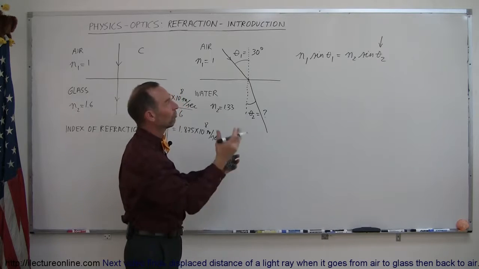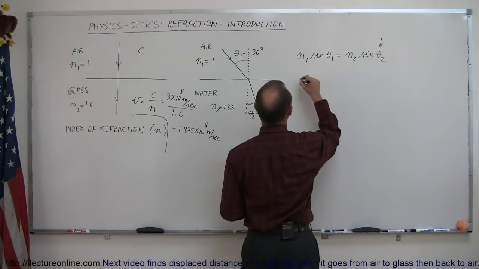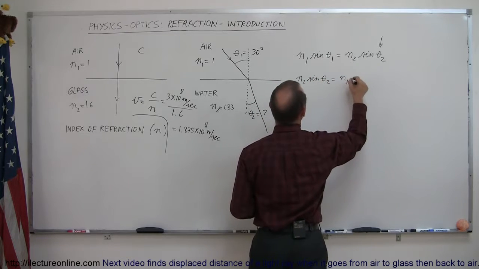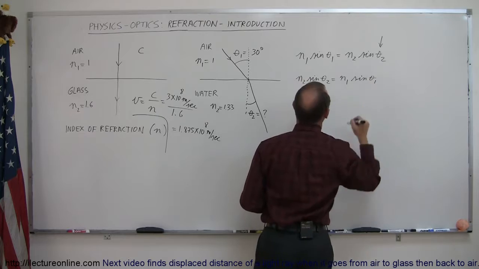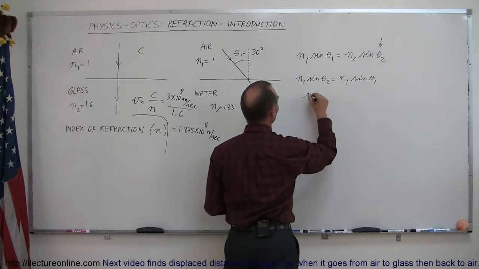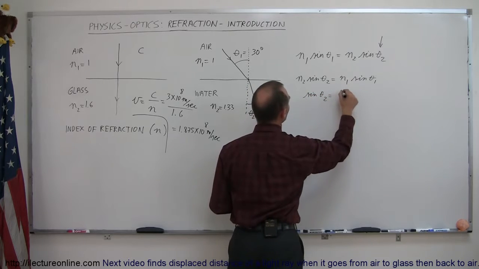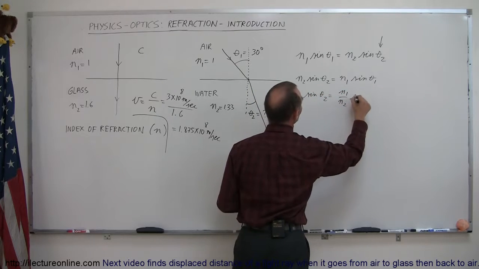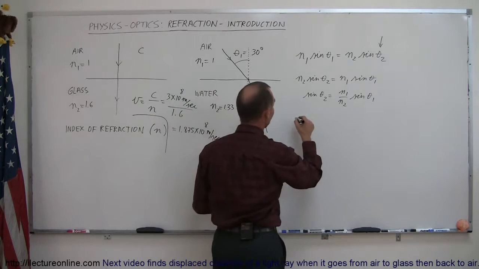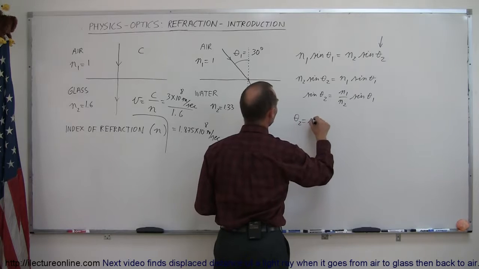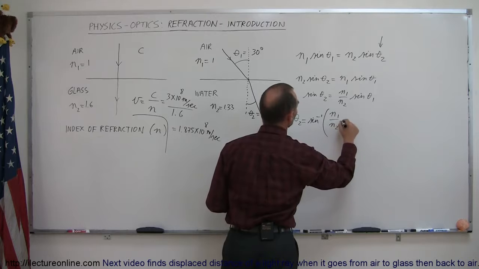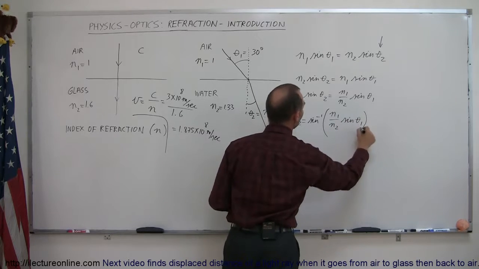So we're first going to flip the equation around. So we could say that n2 times the sine of theta 2 equals n1 times the sine of theta sub 1. Then the next step is we're going to divide both sides by n sub 2, so we have the sine of theta sub 2 is equal to n1 over n2 times the sine of theta sub 1. And finally, to find theta sub 2, we take the arc sine, so theta sub 2 equals the inverse or arc sine of this whole thing right here, which is n1 over n2 times the sine of theta sub 1.